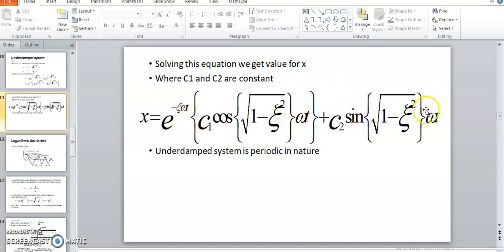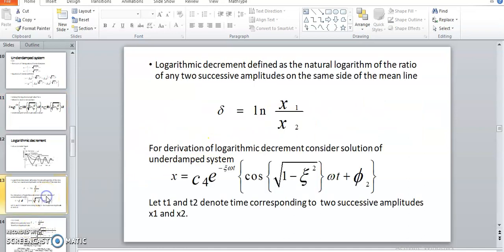So we consider this solution in terms of cos, with introducing some phase angle phi. So that solution in terms of cos and sin, we write here in terms of only cos by introduction of some phase angle phi. Now C4 is a constant, and this solution now becomes like this: x equal to C4 e raised to minus zeta omega t cos of square root of 1 minus zeta square omega t plus phi.